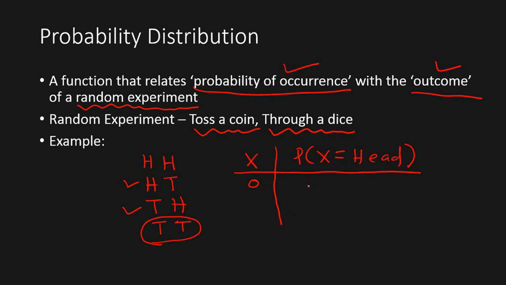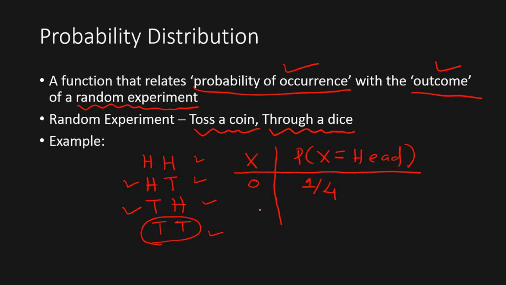So the probability of that happening is 1 by 4. Okay, so why is it 1 by 4? Because the favorable case is 1. Only one case where we have no head, right? And the total number of cases is 4. 1, 2, 3 and 4, right? Hence, as you know, the probability is nothing but the favorable number of cases by the total number of cases. So the probability that the outcome is not going to have any head is 1 by 4.